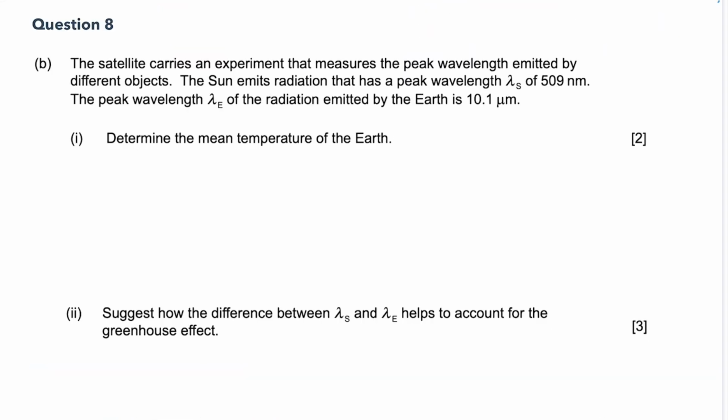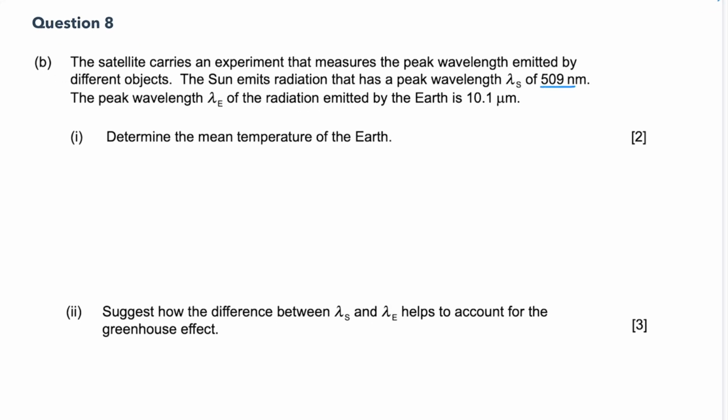Question 8. The satellite carries an experiment that measures the peak wavelength emitted by different objects. The sun emits radiation that has peak wavelength of 509 nanometers. The peak wavelength of the radiation emitted by the Earth is 10.1 micrometers. Determine the mean temperature of the Earth.